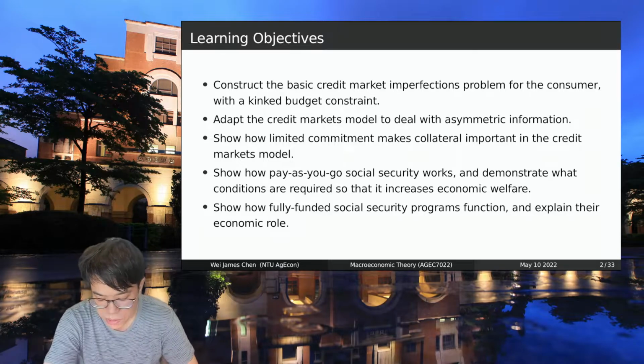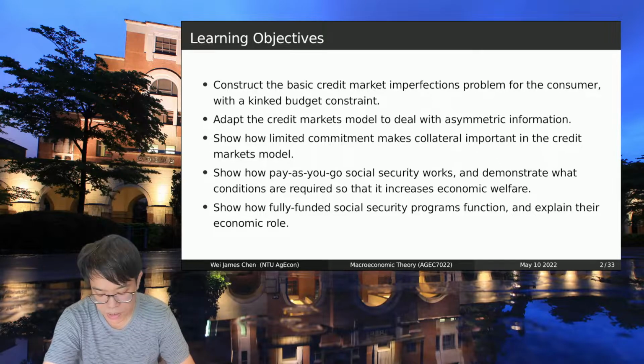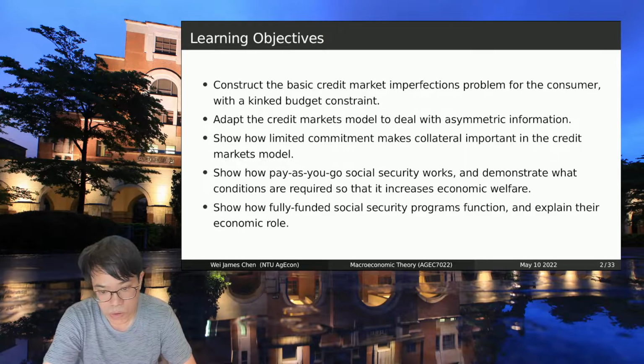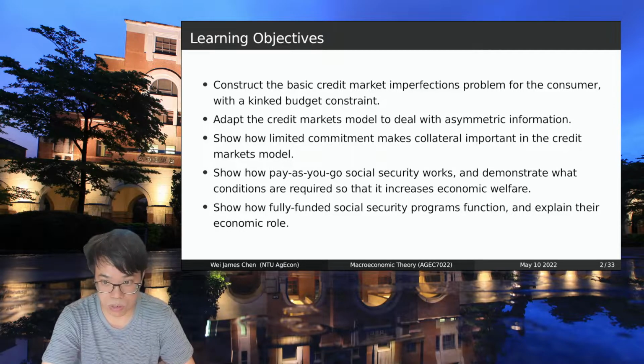So our learning objectives for this chapter: the first one is we're gonna construct a basic credit market imperfection problem from the consumer with a kinked budget constraint. Basically, why it is kinked is because the borrowing and the lending interest rate is gonna be different. Just like in reality, if you borrow from the bank, you maybe pay something like 2% or one point something interest rate, but if you save in the bank, you're not gonna get that high interest. Your saving interest is lower.